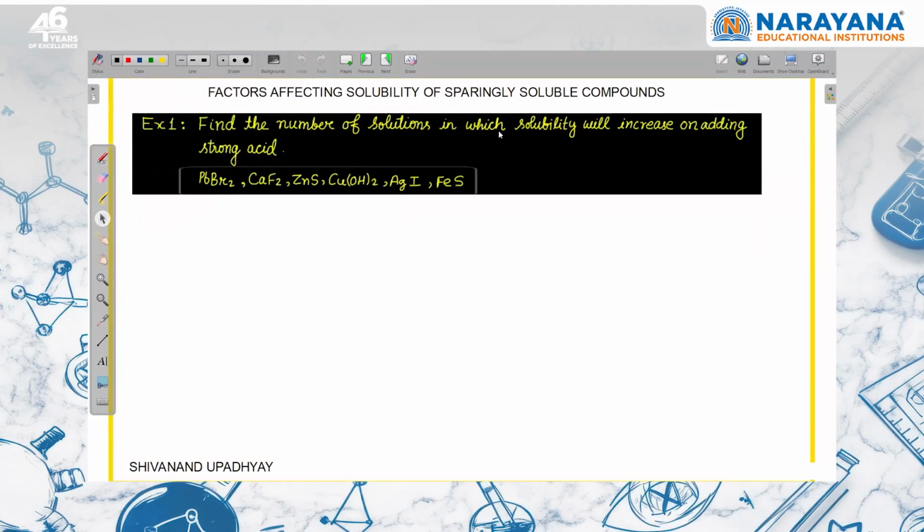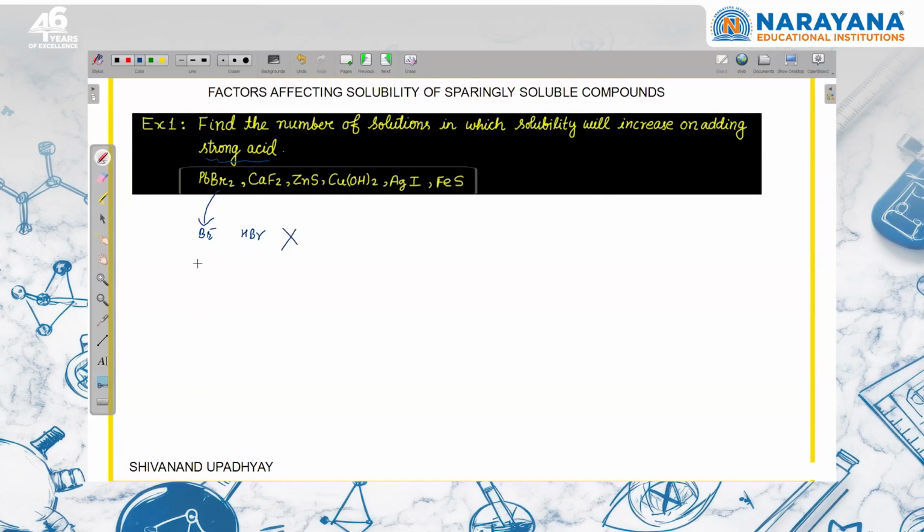Find the number of solutions in which solubility will increase on adding a strong acid. This is an objective question. So you can see here that the anion Br- is there, and this Br- will be coming from HBr. We are adding a strong acid. So this is a strong acid. If we add H+, it will combine with Br- to form HBr. HBr is a strong acid. It will be 100% dissociated. So there is no effect on solubility on adding a strong acid to this PbBr2 solution.